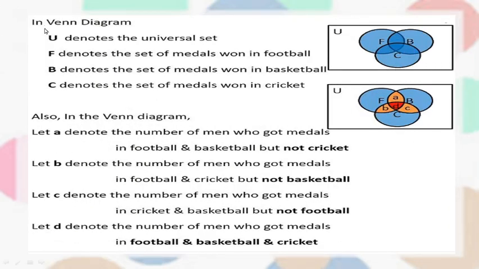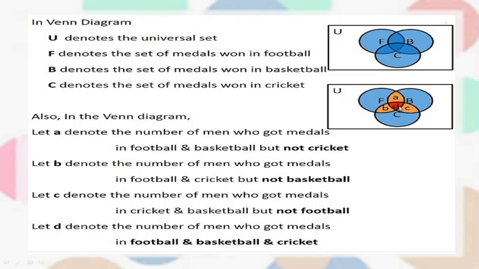So now let's have a look at Venn diagram. U denotes the universal set. F denotes the set of medals won in football. B, basketball. C, cricket. So we have taken the sets like this. Now let a, small a, denote the number of men who got medals in football and basketball but not cricket. Here, football and basketball but not cricket. Same way, b denote the number of men who got medals in football and cricket but not basketball. And c, small c, represent the number of men who got the medal in basketball and cricket but not football.